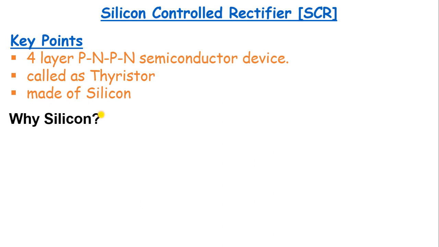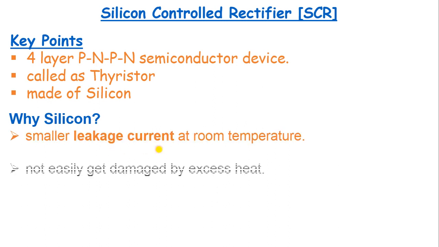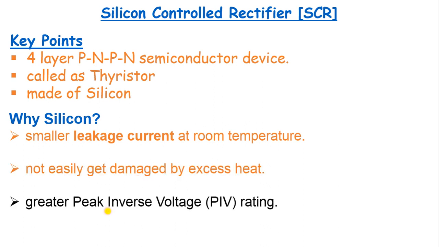The reasons are multifold. The first main reason is the silicon material has smaller leakage current at room temperature, and the second reason is it does not easily get damaged by excess heat. The third reason is it has greater peak inverse voltage rating, that is PIV rating, and the next one is it is less expensive than the germanium material. Here I have listed a few reasons for choosing silicon over germanium.